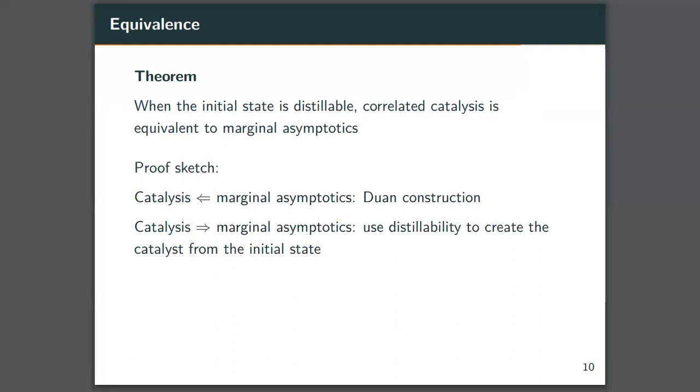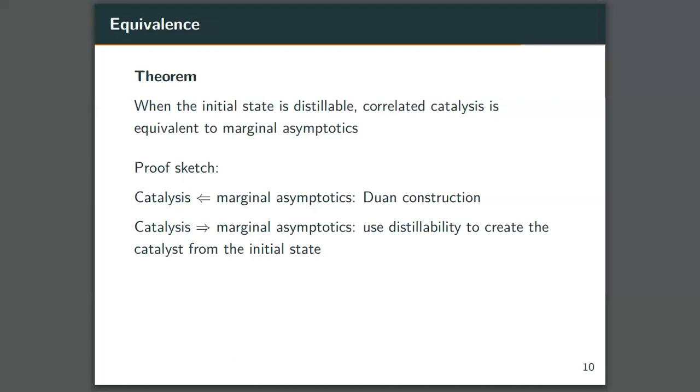So this direction is kind of easy, right? The harder direction is the other way around. But it turns out that if you know where to put the assumptions, it's not super hard either, because if the initial state is distillable, you can actually create the catalyst from a fixed number of initial states. Because it's asymptotic, it doesn't matter that you use a constant number of copies; you're looking only at rates. So in this way, we have both directions, and we have the theorem that for initial distillable states, catalysis is equivalent to marginal asymptotics.